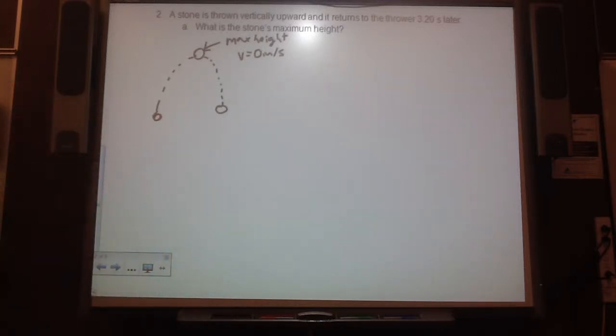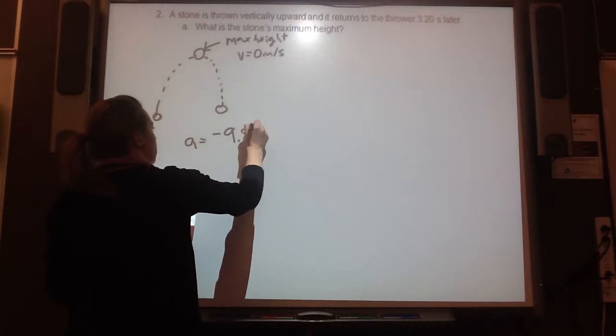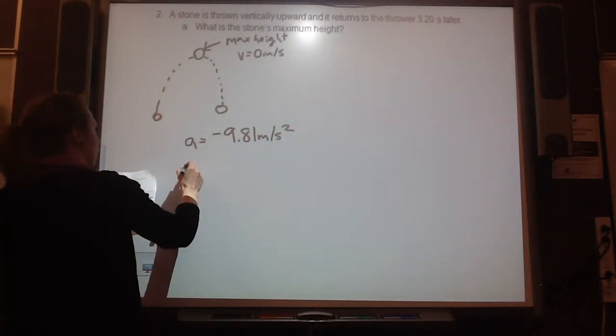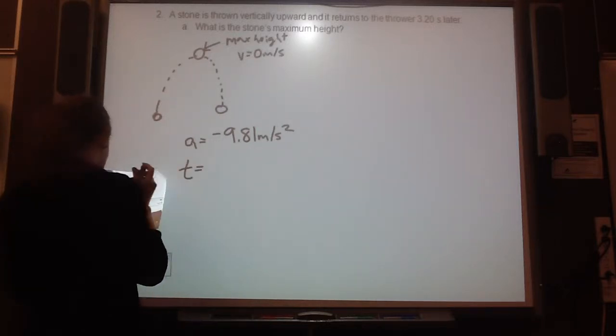Since I'm tossing something up and it's coming back down, I'm going to label my acceleration as negative, because things are going up and down. Okay? So a is equal to negative 9.81 meters per second squared. And t.